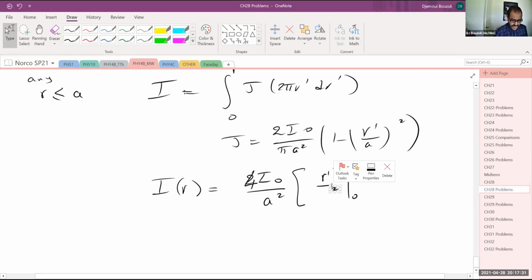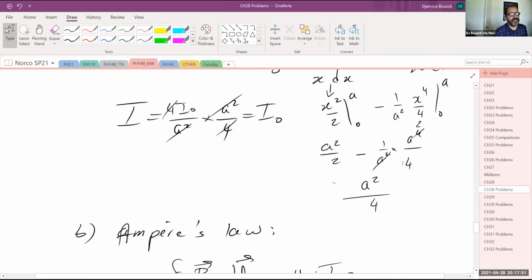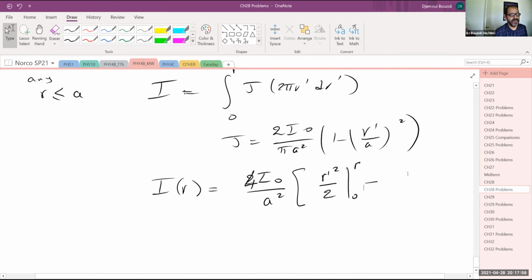I'm sorry about that. I'm just trying to save time, instead of repeating the whole thing, because we have A squared already outside. So this part is just r prime. When you integrate, it's going to be r prime squared over 2, integrated from 0 to r, minus the other term, which has an A squared in the denominator: 1 over A squared times r prime to the power 4 divided by 4.